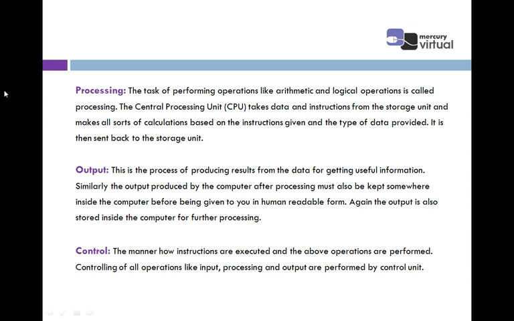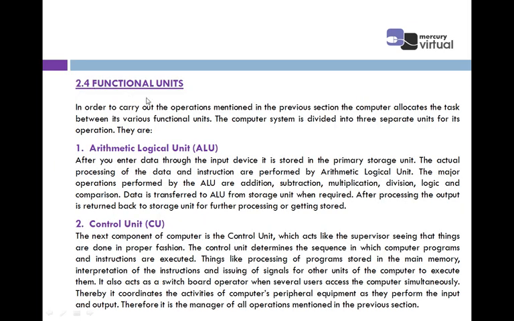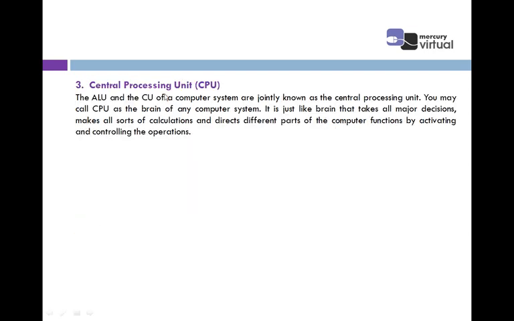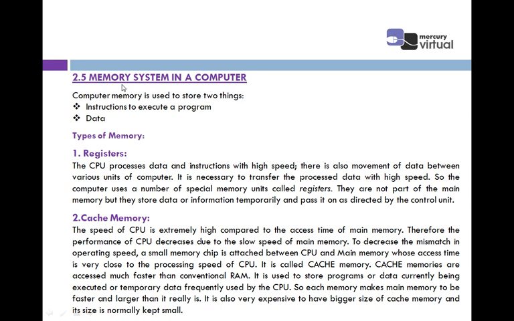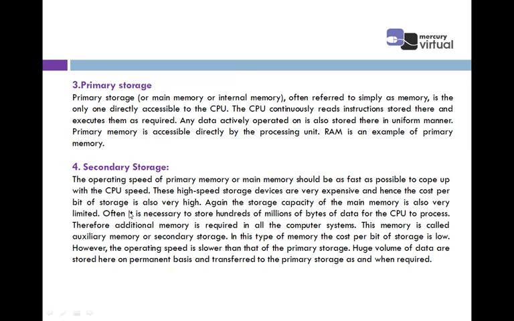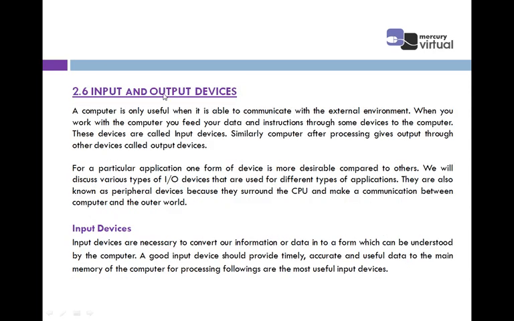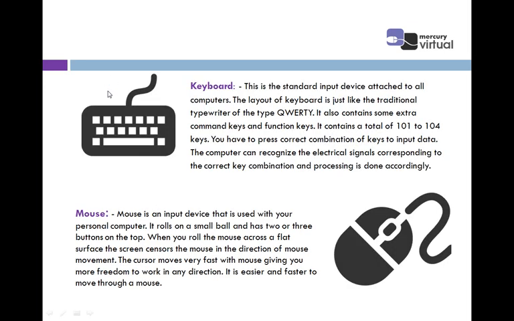Another slide is processing, meaning processing is done by the CPU. Output, and there is a controlling part. Then functional units, that is your ALU, CU, CPU. Then the memory unit in a computer. Memory unit means where the data is stored, and what the categories of memory are, that is registers, cache memory, primary memory, secondary memory. Input and output devices, meaning what input devices and output devices are used in the computer.